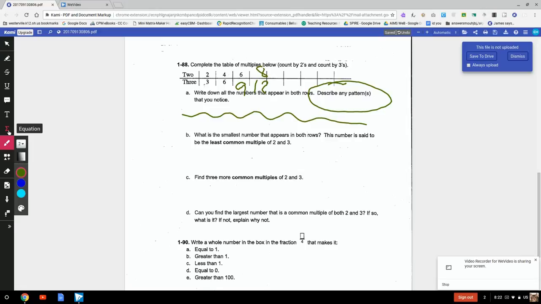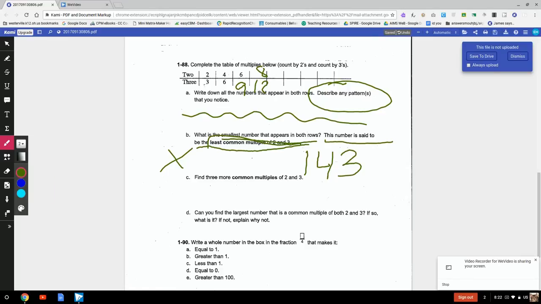B, smallest number that appears in both rows. So there's one question. I'd write that right there. And then the second question is, this number is said to be the least common multiple of 2 and 3. So just one answer there. If you want to know more about least common multiples, if you have your book at home, there's a definition and example on page 143.